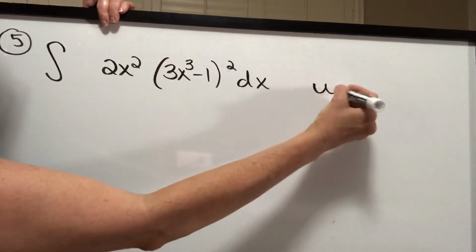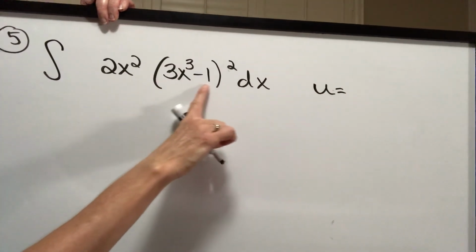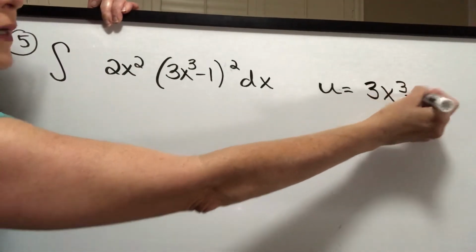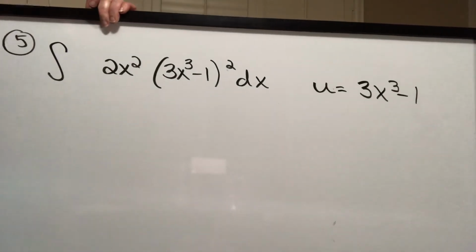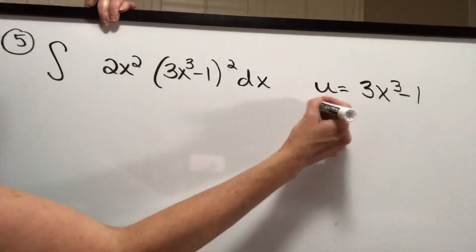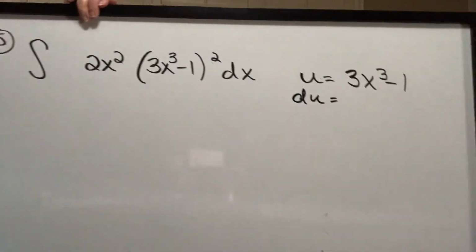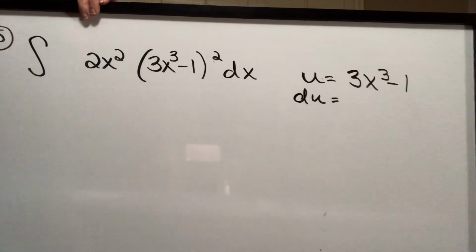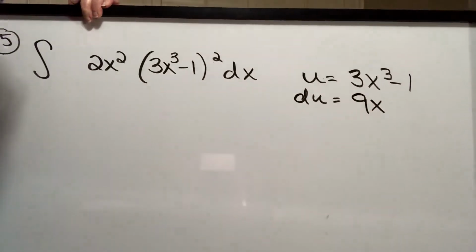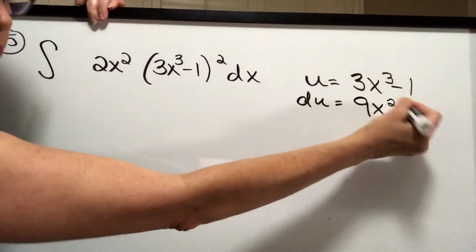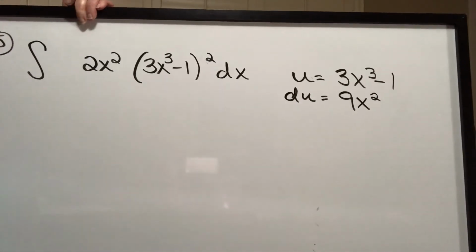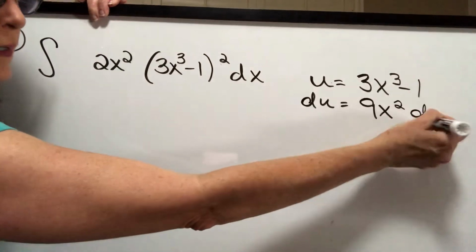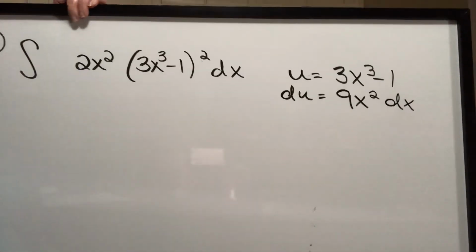So first of all, we're going to say that u equals whatever is inside of the parentheses. In this case, it'll be 3x cubed minus 1. Okay, then we're going to take the derivative, so du will equal. To take the derivative of 3x cubed, remember you multiply by the 3, so that would be 9, and you subtract 1 from the exponent, so that would be 2. And then negative 1 is a constant, so its derivative is 0. So you're going to have 9x squared dx.